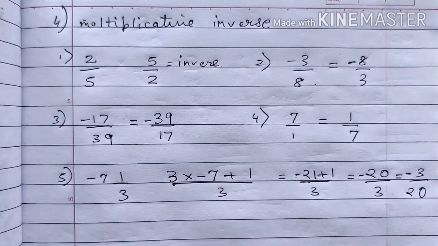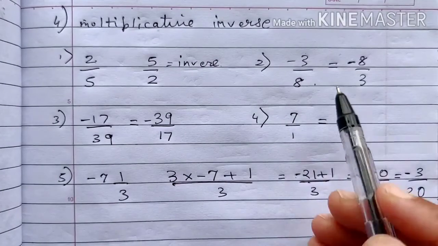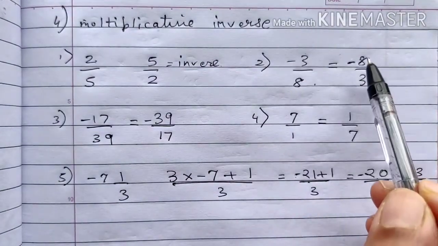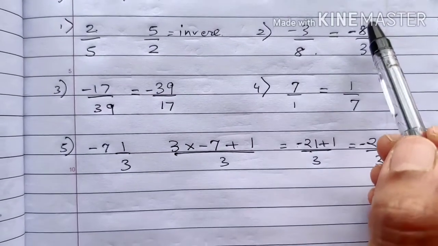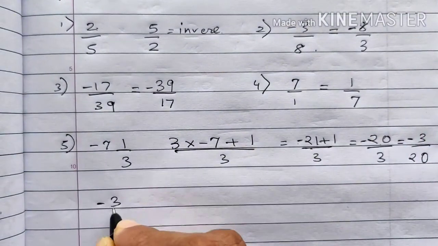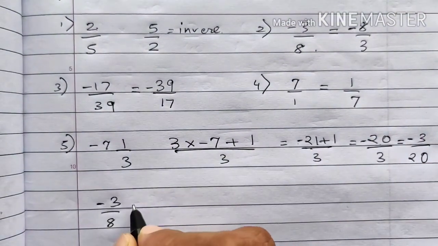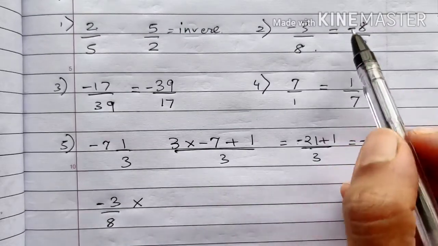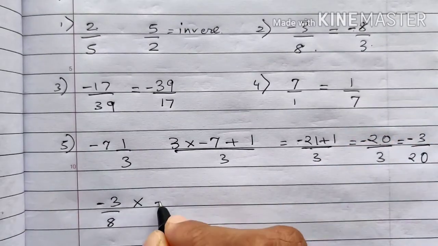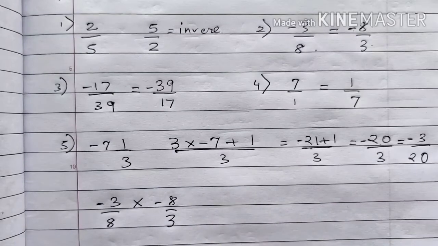Now let's just check what we said was, for example, if we take this. Okay, what is multiplicative inverse? I have minus 3 upon 8. If I multiply with the multiplicative inverse, it is minus 8 upon 3. अगर मैं इससे multiply करती हूँ, my answer should always be 1. Okay, so let's just check that.